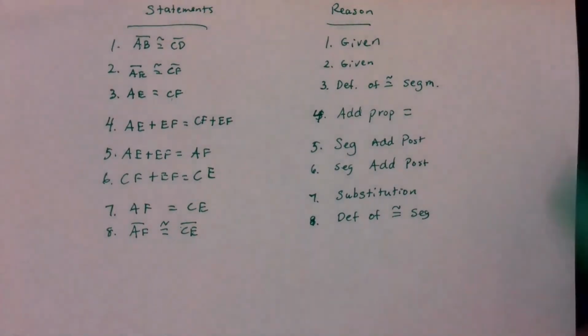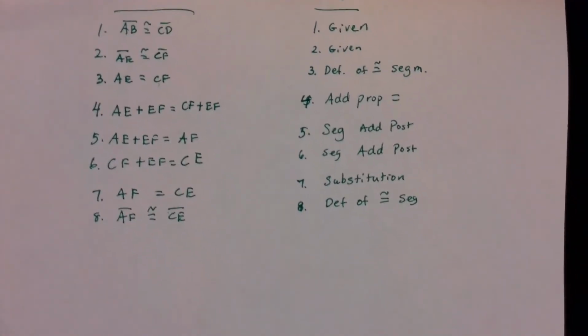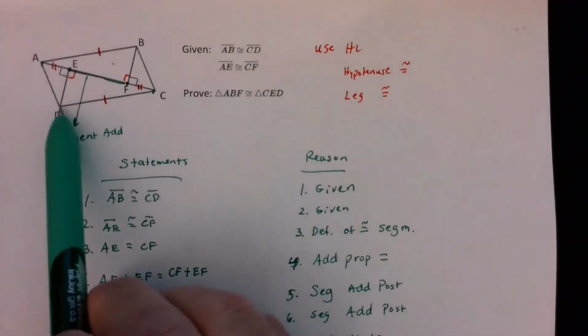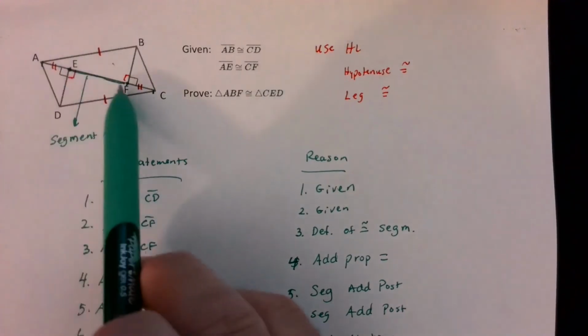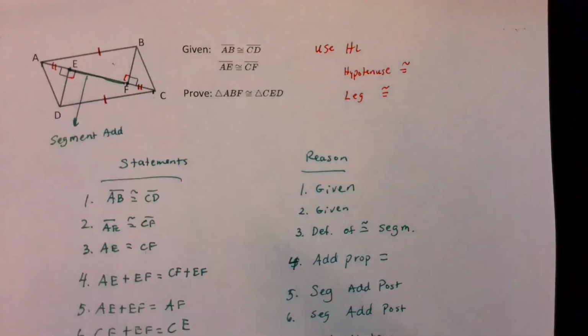So you might think we're done here, but we haven't made some other statements. We haven't stated that we have right angles. We have to state right angles in order to be able to use hypotenuse leg, which was what we talked about in the beginning. So we're going to have to make those statements. So what statements do we need to make here? We need to say that angle AFB and segment CED are right angles. So that's going to be a statement we're going to make.